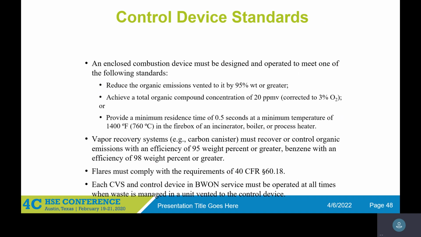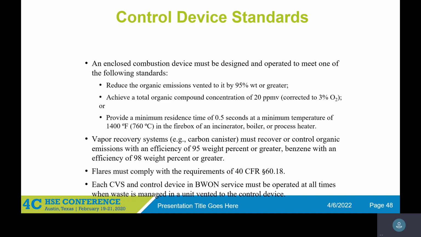Control device standards. They need to reduce emissions by 95% or achieve a total concentration of 20 ppm corrected to 3% oxygen. And they have to have a minimum residence time of 0.5 seconds at a minimum temperature of 1400 Fahrenheit if it's an incinerator, boiler, or heater. So once you get into the reporting requirements, you have to report when you deviated from this, right?